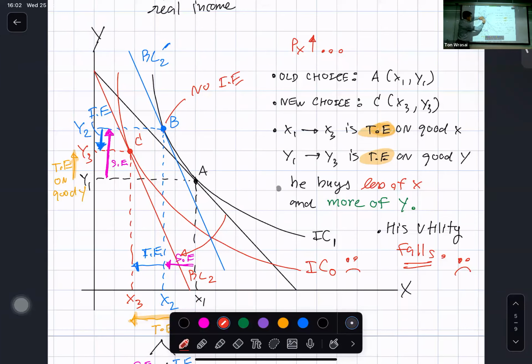And we observe this. He changed his basket from A to B. That means with substitution effect, he buys less of X, more of Y to maintain his happiness on IC1. Yeah, that's substitution effects. Then the remaining must be income effects. That's the intuition behind this blue line. Okay. That's it.